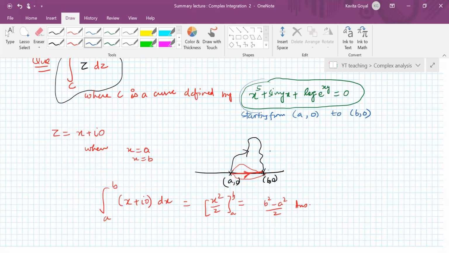I think we can stop here. In the next video, we will discuss one more consequence of Cauchy's theorem, and that consequence is mostly used in the problems in the UGC exam or CSIR NET exam also.